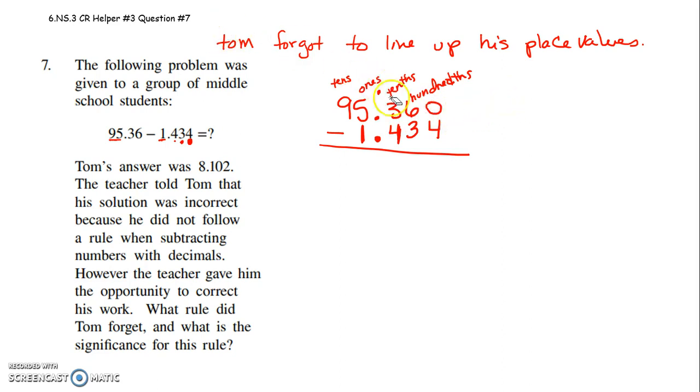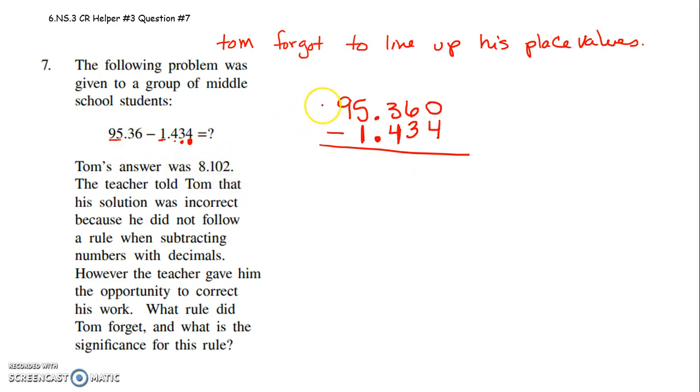So the rule that he forgot was to line up his place values. Some teachers say make sure you line up your decimal points. That's a little trick to remember, to line up your place values. So that's the rule he forgot. What's significant about that rule? If you don't line up your place values, you don't have a shot at getting the right answer.